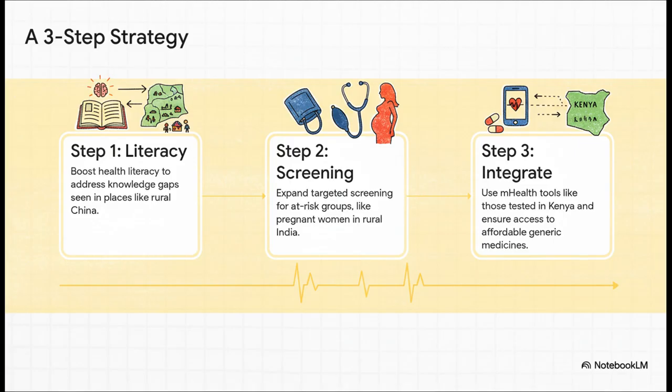Step 1, we've got to boost health literacy. We have to tackle those dangerous knowledge gaps we saw in rural China. Step 2, we've got to expand screening. We have to close that massive screening gap we saw in the DRC. And step 3, we've got to integrate care and technology. Because as we saw, treating the body means treating the mind too.